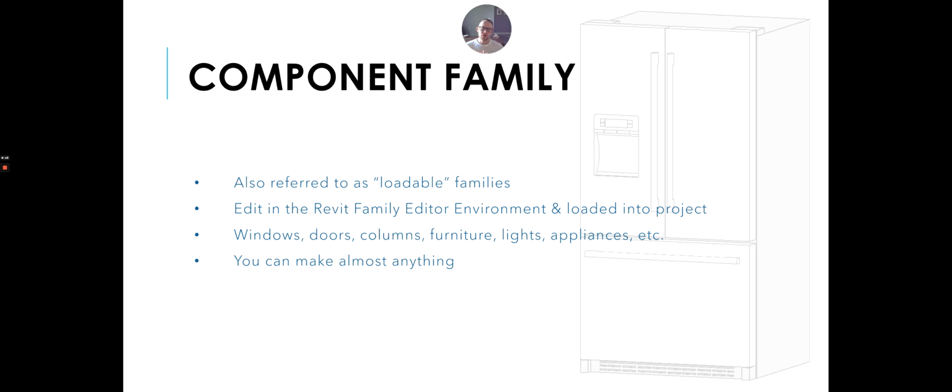Okay, I already gave you examples. These are things like windows, doors. Those are the two that you've used already. Oh, and a title block. So you've already used 3 examples of a component family or a loadable family. But furniture, light fixtures, appliances, all of those types of things that aren't basic building elements, those are probably going to be a loadable family.